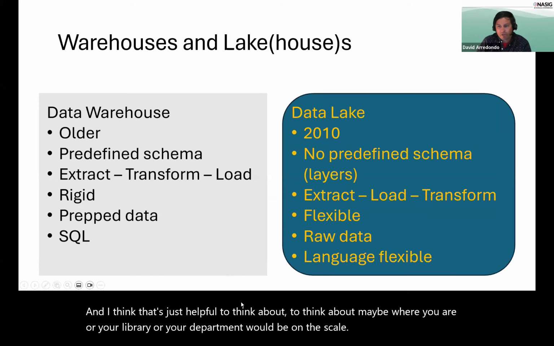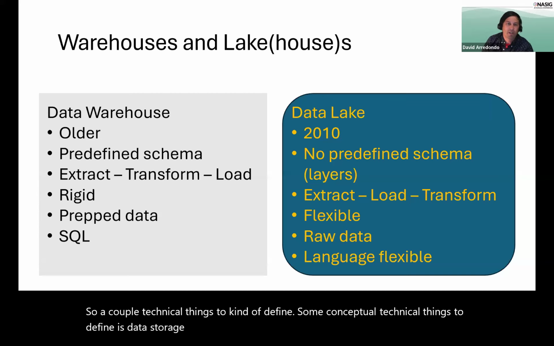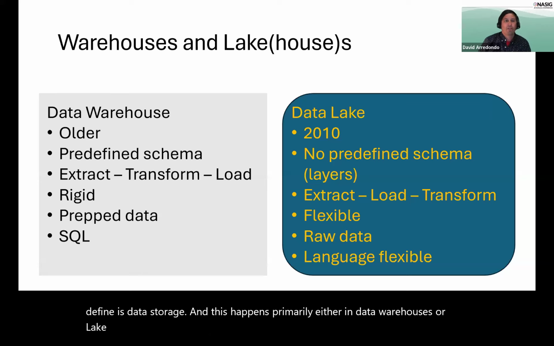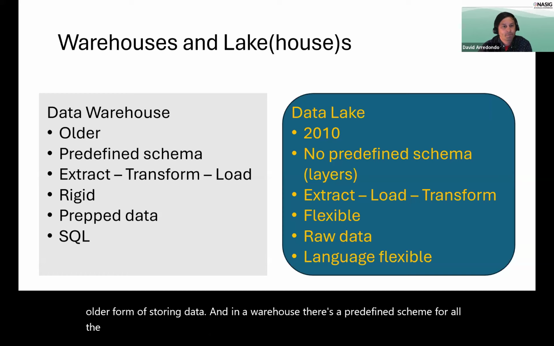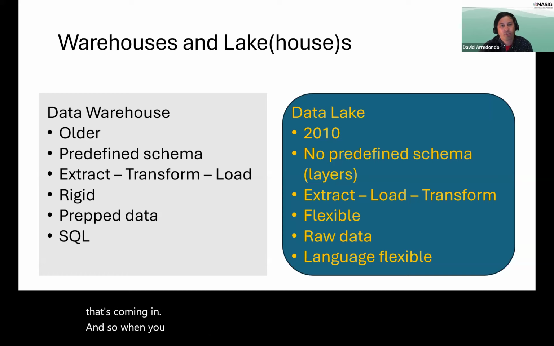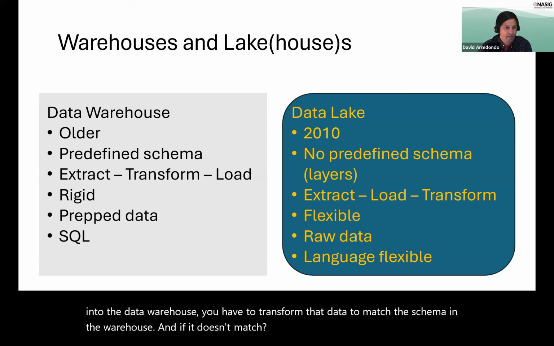So a couple of conceptual technical things to define, first is data storage. And this happens primarily either in data warehouses or lakehouses. A data warehouse has been around for decades. This is an older form of storing data. And in a warehouse, there's a predefined schema for all the data that's coming in. And so when you extract your data from a source system, before you can load it into the data warehouse, you have to transform that data to match the schema in the warehouse. And if it doesn't match, it will be rejected.